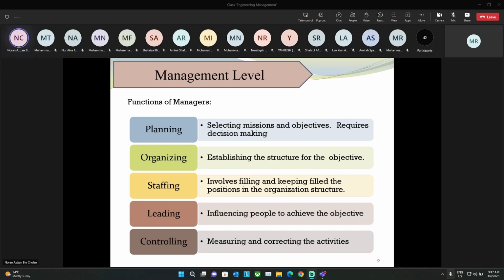As I said, different levels of managers spend hours depending on their level. For example, top level managers usually spend more time on planning, controlling, and also organizing. Leading is mostly for, for example, engineers or chief engineers. That means dealing with people, technicians, and customers.